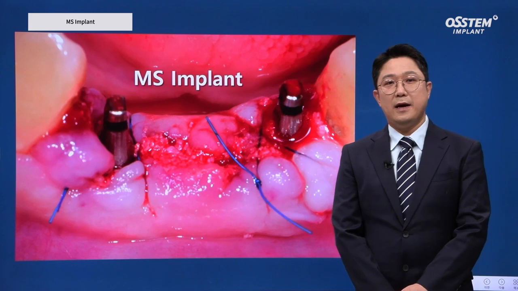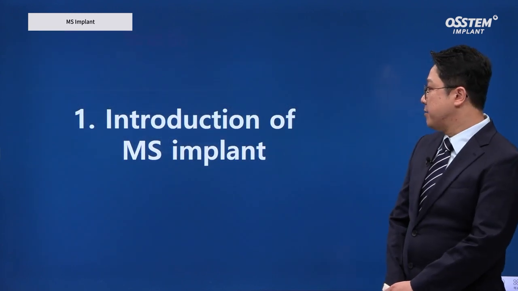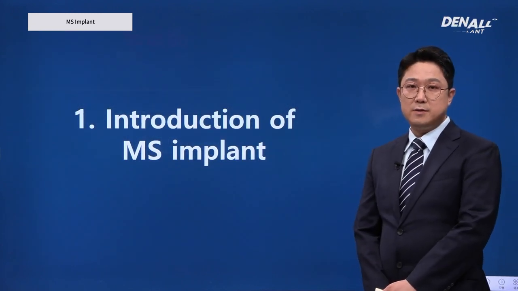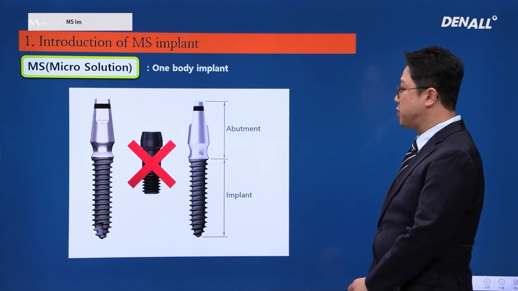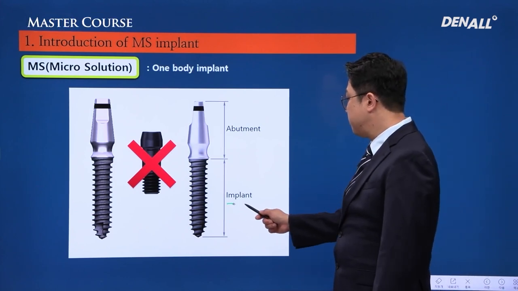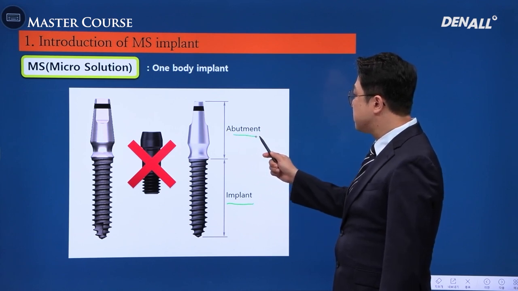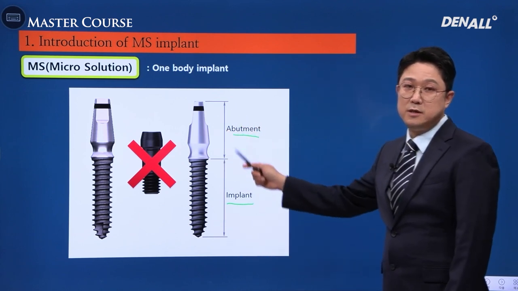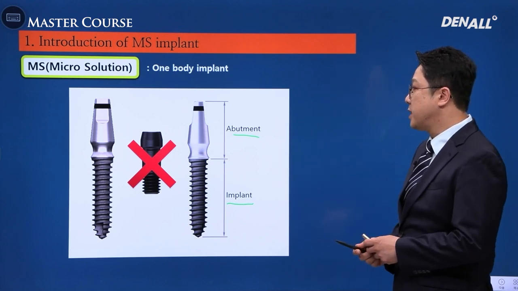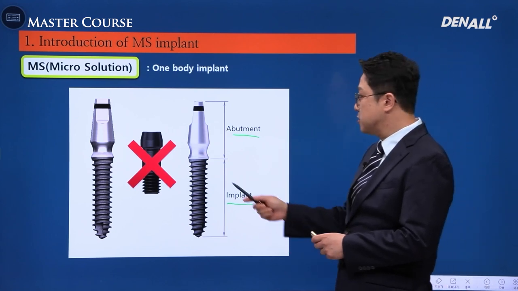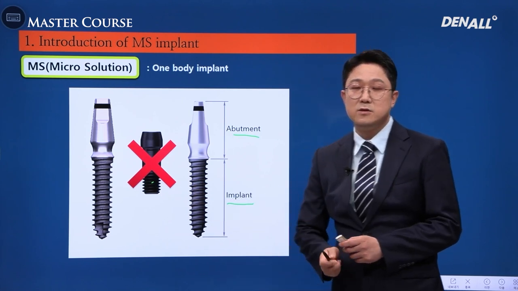Today I'm going to talk about MS implant. Let me briefly explain about MS implant. MS implant is one body implant. Implant and abutment are in one piece. It's a one body implant. You do not use screw here. This is a one piece implant.